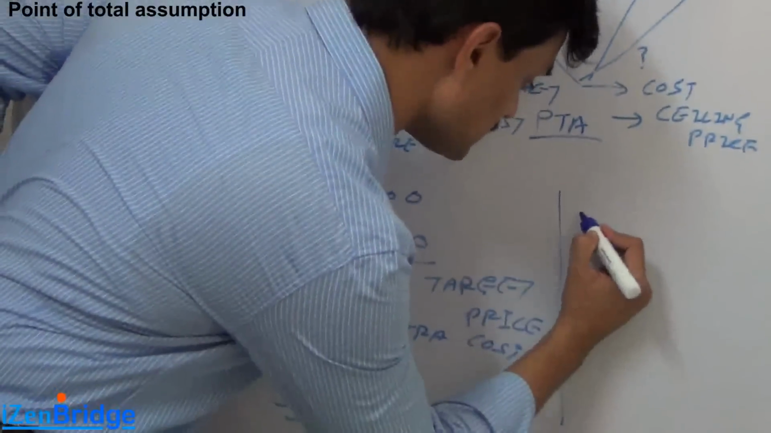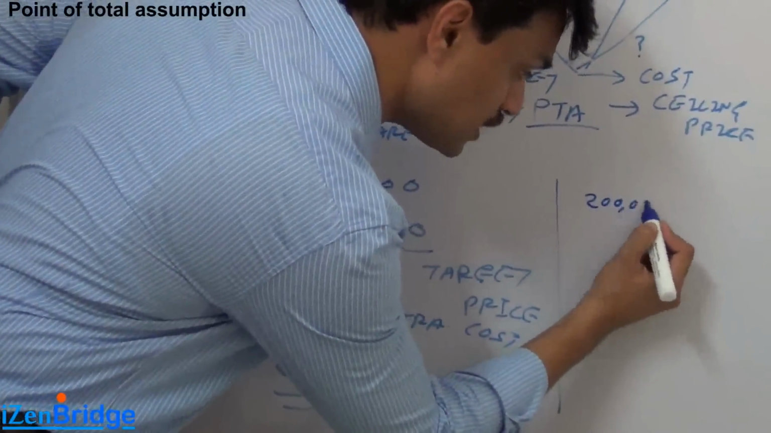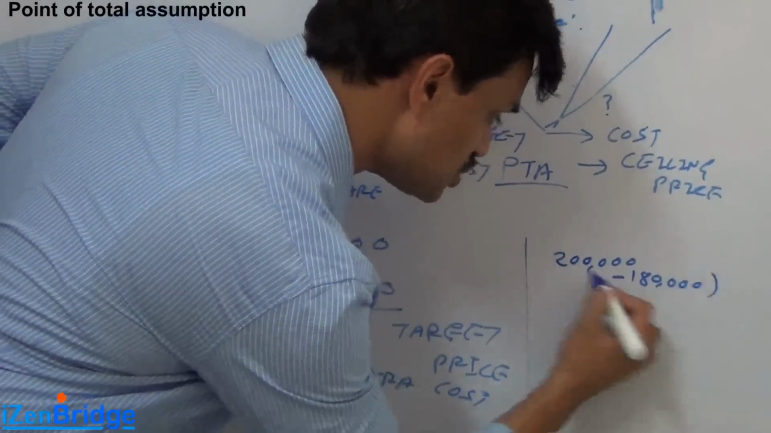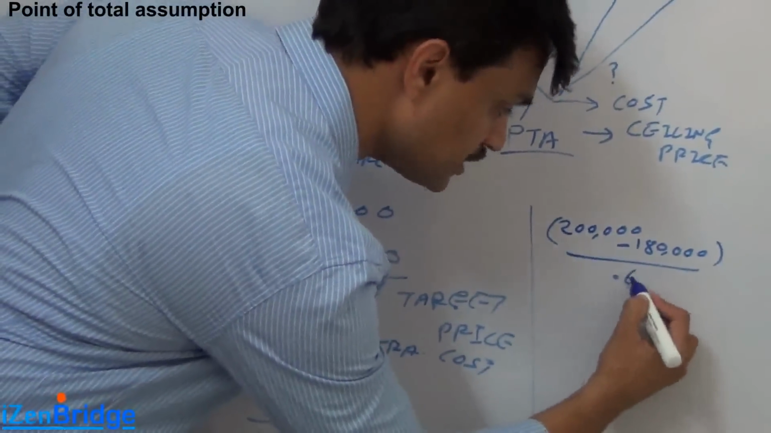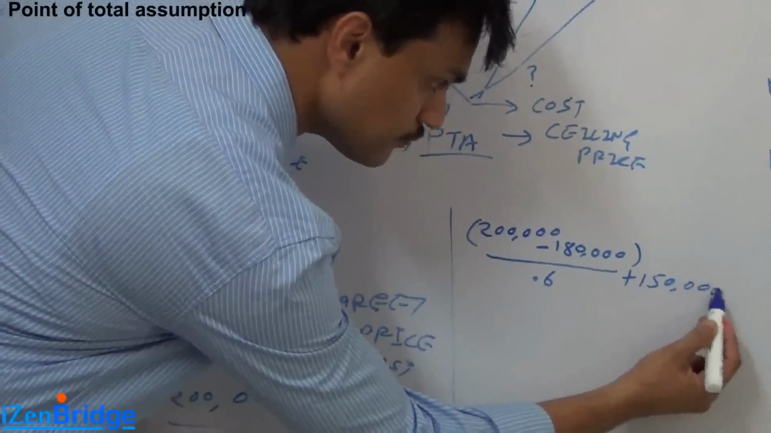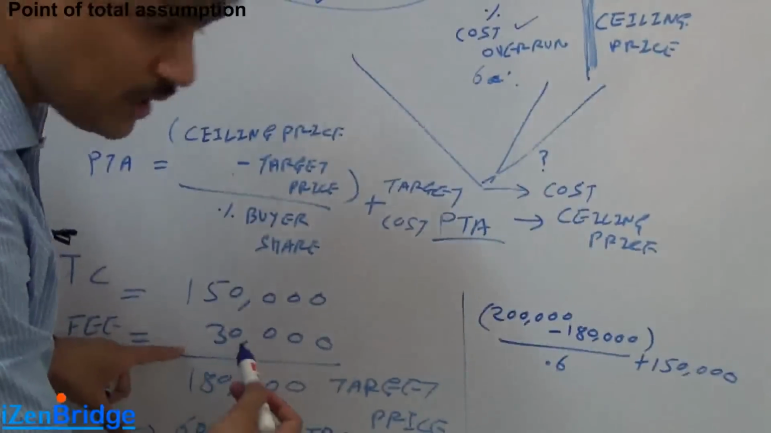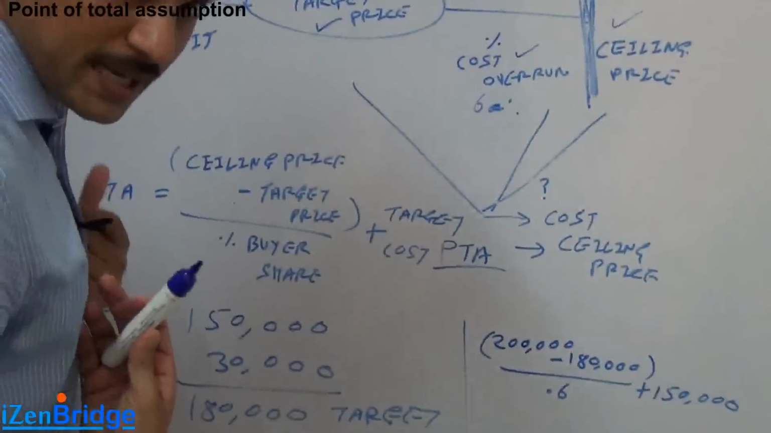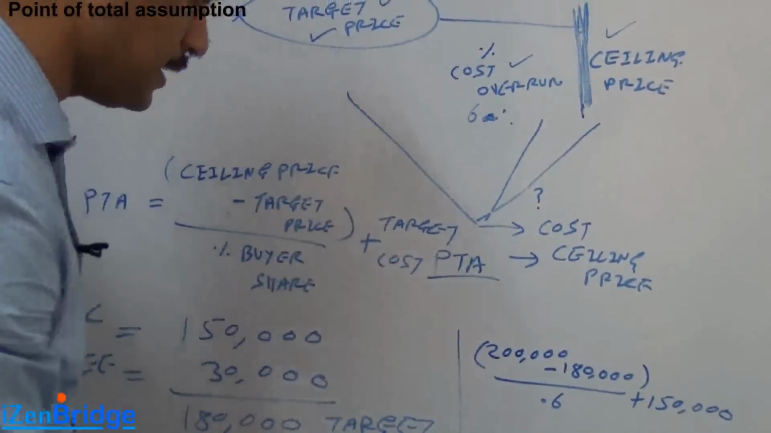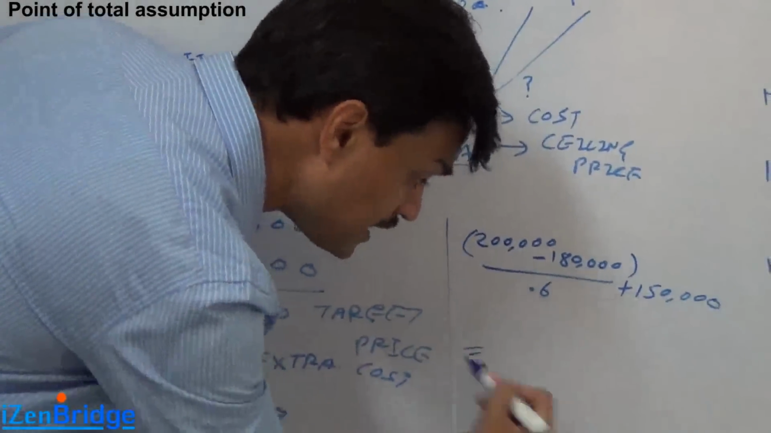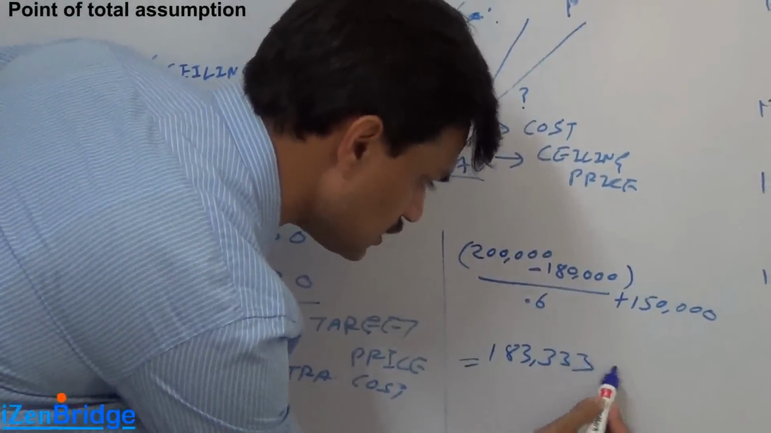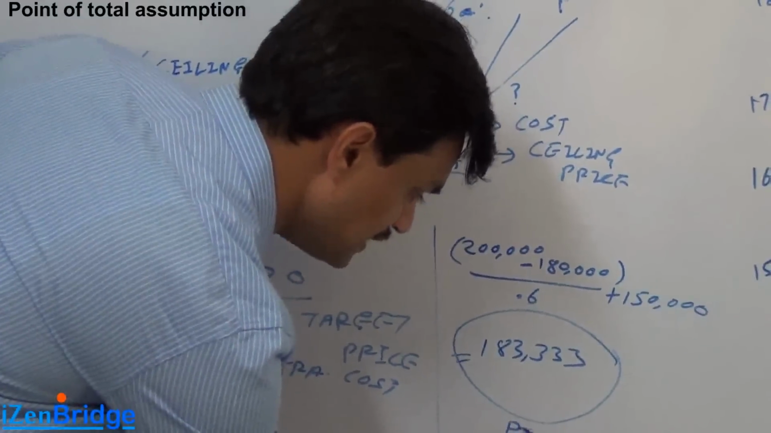The PTA formula expects us to put a ceiling price, which is 200,000 in this case. We have a target price of 180,000, and the sharing is 60%, so we need to divide by 0.6, and our target cost is 150,000 because 30,000 is our fee. So as a seller, I am targeting that I should be able to do it in 150,000 if I get the target price. Now if you calculate this, it will come to 183,333. This is your PTA.